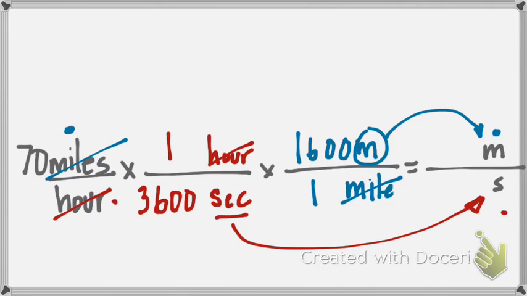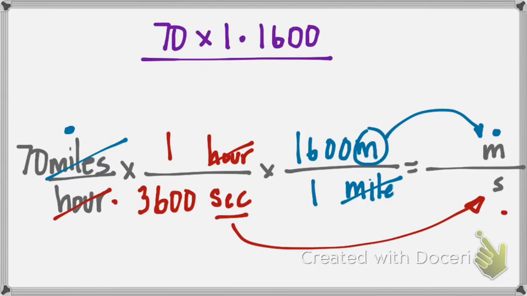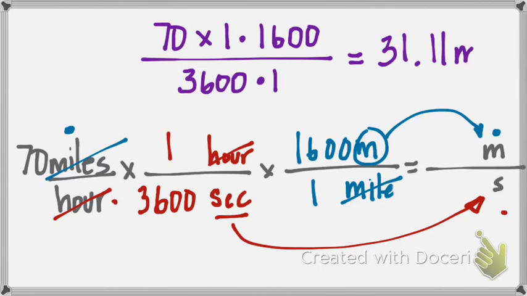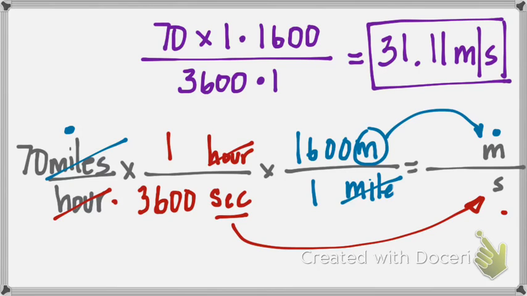So you're left then with the math. So you take 70 times 1 times 1600 and you divide it by 3600, multiplied by 1, and if memory serves me correctly, I do believe this comes out to be 31.11 meters per second. And that is how to do a general dimensional analysis problem.